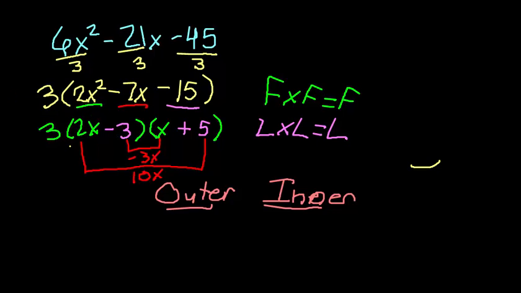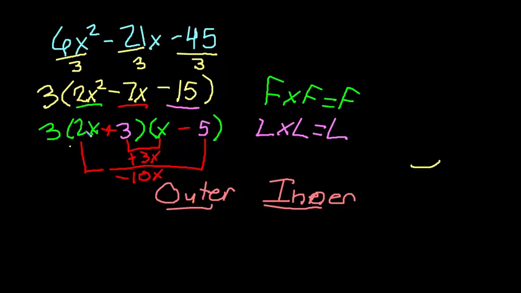So let me go ahead and do that. Let's go ahead and switch this. So I'm going to make this actually a positive and this a negative. And so now this gives me positive 3x and negative 10x. And if I look at this here, again, this adds to give me that middle term.